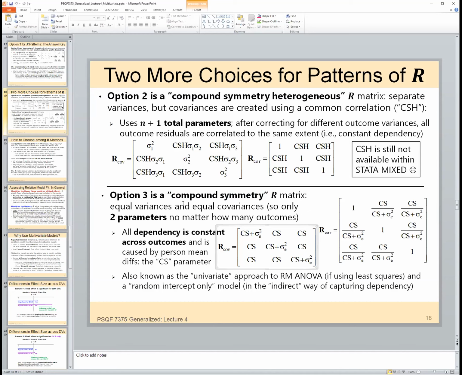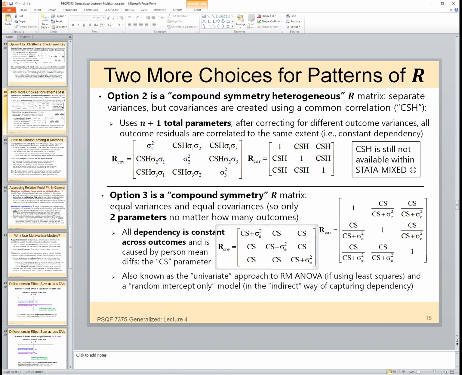This model is known as the univariate approach to repeated measures ANOVA if you're using least squares. It is also known as a random intercept only model in the world of multi-level modeling. And we will see this idea come back for generalized models in which the residuals are not normal. So for right now, we're focusing just on regular normal residual models, no pun intended. Then we'll hit the translation to generalized.